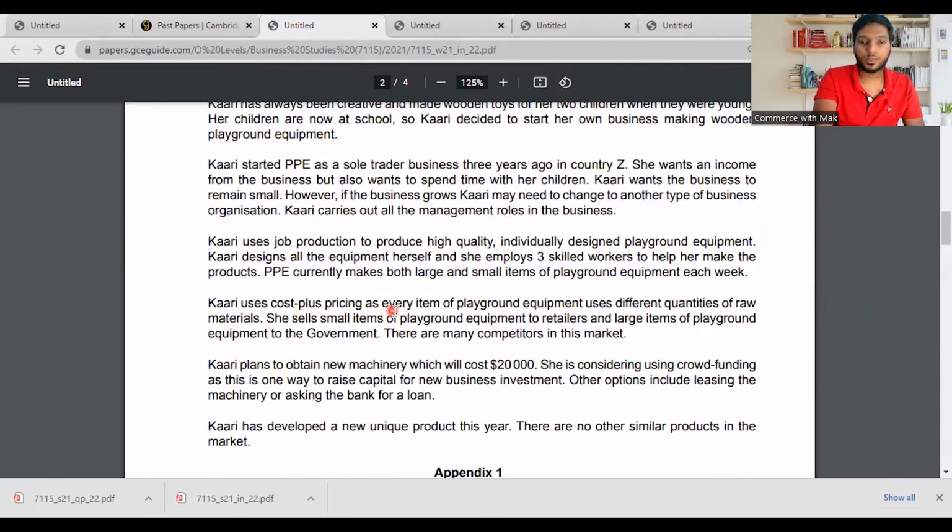Kari uses cost plus pricing, as every item of playground equipment uses different quantities of raw materials. She sells small items of playground equipment to retailers and large items of playground equipment to the government. So she serves two markets. One is she is giving it to retailers, the people who will sell to the direct consumers. If students don't know these terms, it will be very difficult for you all to understand, so know these terms very carefully.